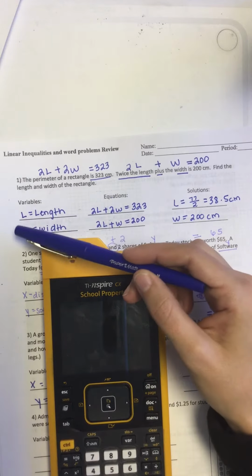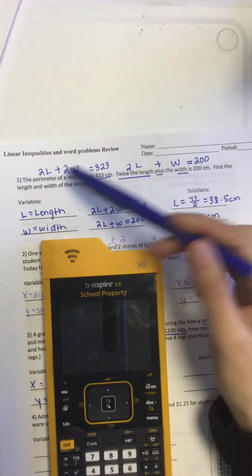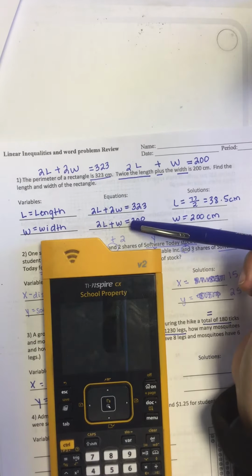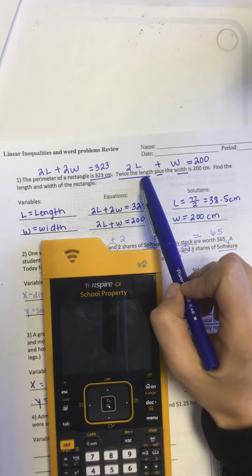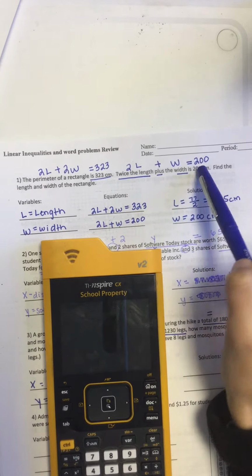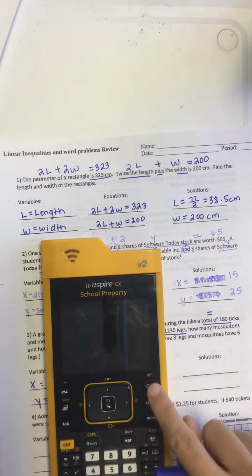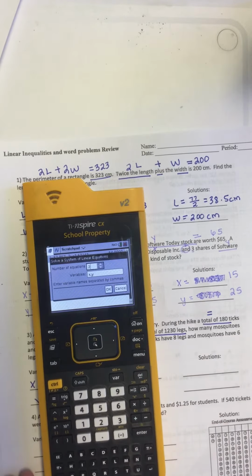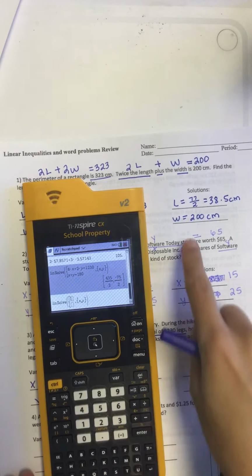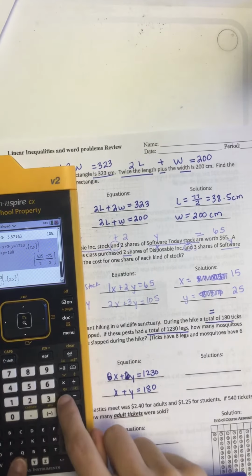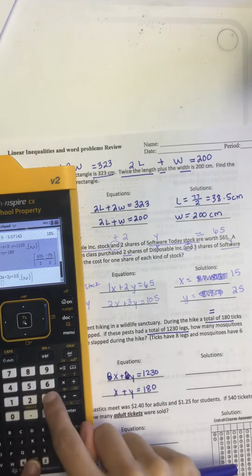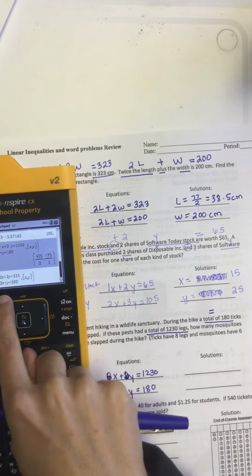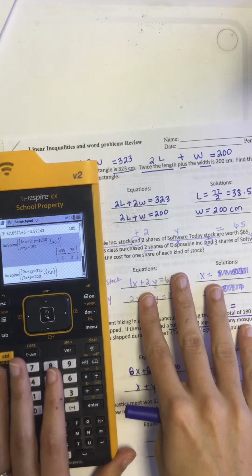So we have L equals length, W equals width. Our first equation came from that first sentence, 2L plus 2W equals 323. Our second equation came from our second sentence, twice the length, 2L, plus the width is 200. And then in order to find solutions, hopefully in our calculator it is menu 3, 2, and you go ahead and type in the equations you have. So 2x plus 2w equals 323, 2x plus w equals 200. And I changed my x's and w's to x's and y's.